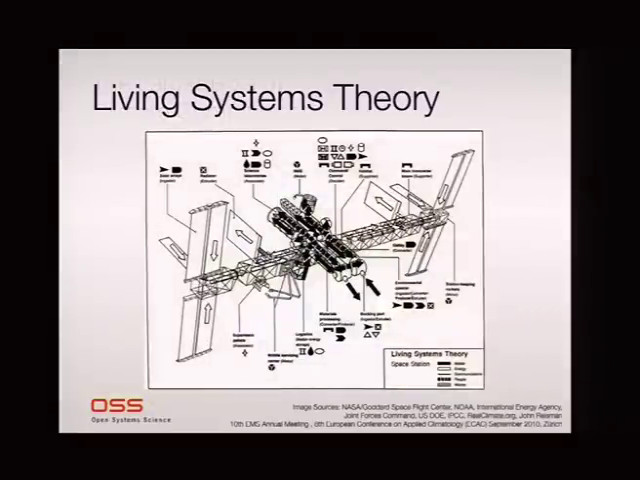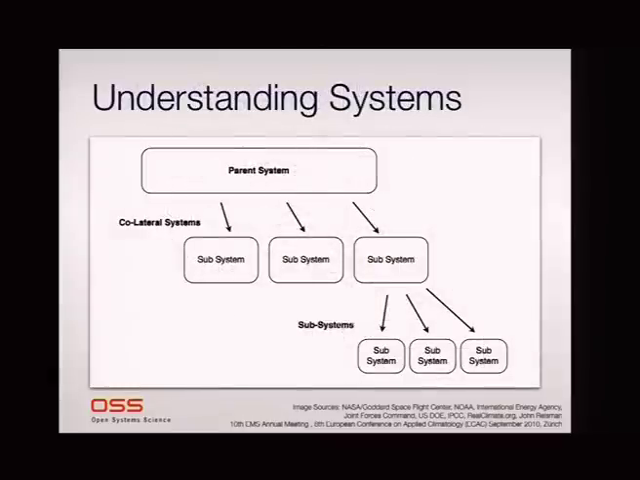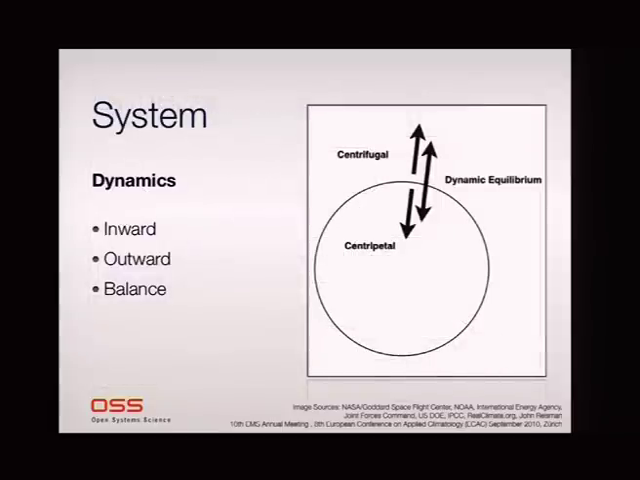One of the most elegant theories in system science is living systems theory, but it's largely too complex, so we're going to look at it from a general systems perspective and simplify it. All systems generally have parent systems, subsystems. Subsystems are collateral systems to each other, and they can have subsystems as well. You look at this from the macro to the micro. The dynamics are generally centrifugal, centripetal, and dynamic equilibrium.